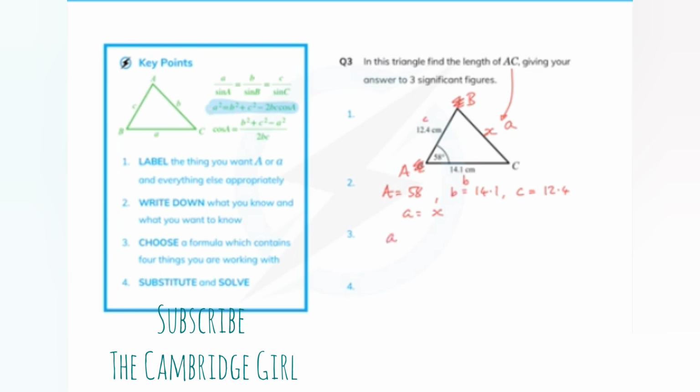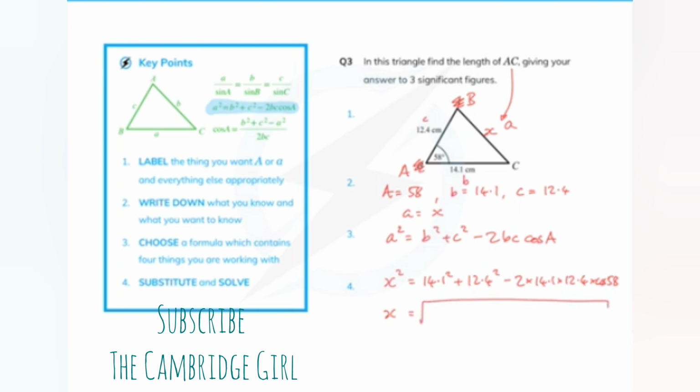And so I get a squared equals b squared plus c squared, looks like Pythagoras' theorem, but with this extra bit, minus 2bc times cos A. Stick in the numbers. Well, I've called it x, so x squared is equal to 14.1 squared plus 12.4 squared minus 2 times 14.1 times 12.4 times cos of 58. And so x is equal to the square root of all of that.